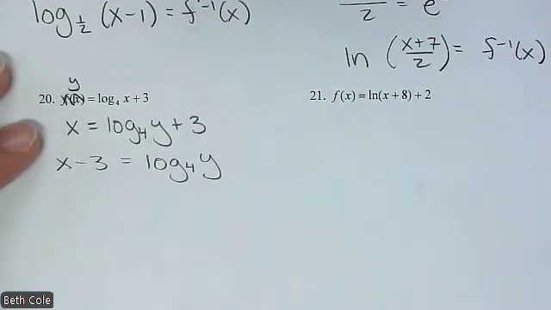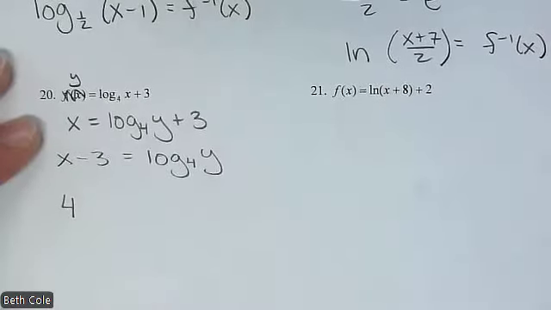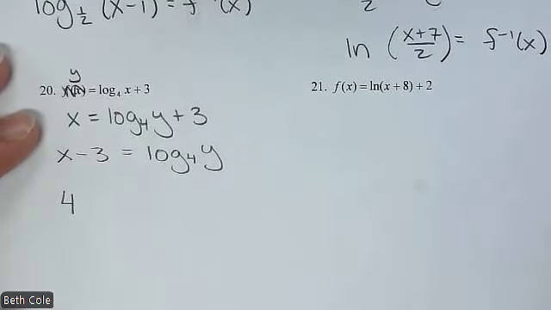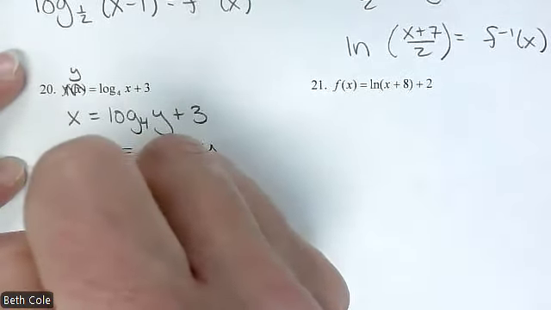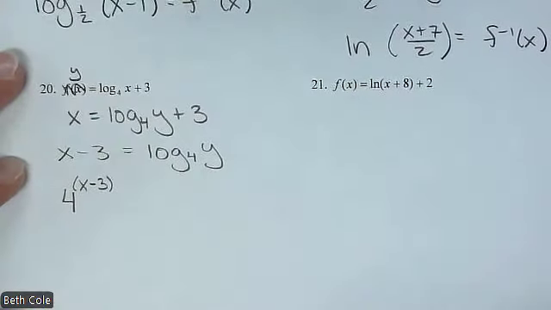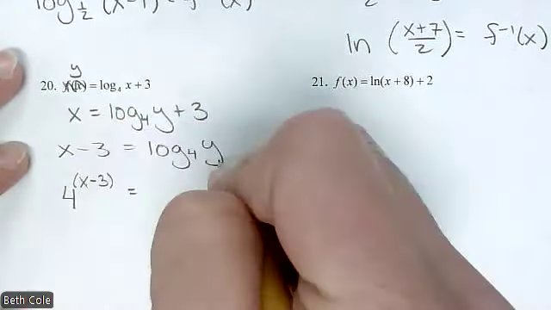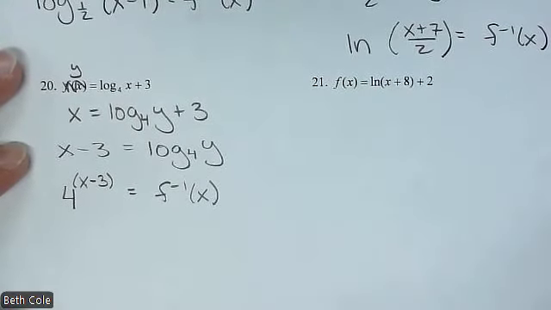Now I'm stuck. What's the question? What is the base? The base is 4. The base will always be a number. Or it should be. I guess things can get weird sometimes, but it should usually be a number. All right, 4 to the power x minus 3. And you can give that a hug if you would like to. It's all in the exponents. You kind of don't need it, but there's nothing wrong with extra hugs. All right, equals y. And you can write y. That's totally fine. But we are finding an inverse, so I'm putting inverse.